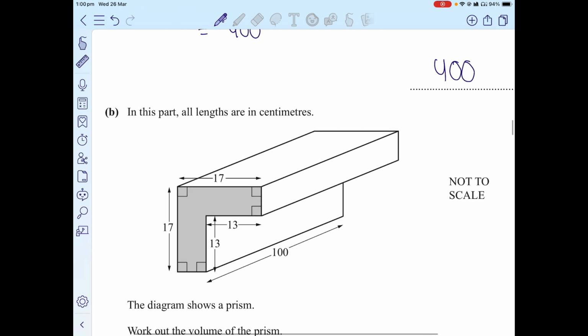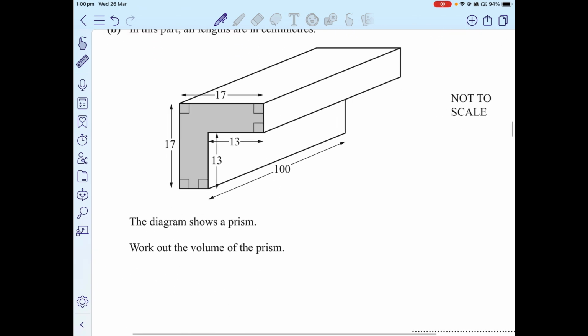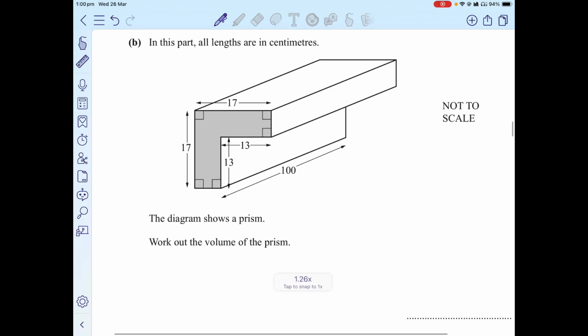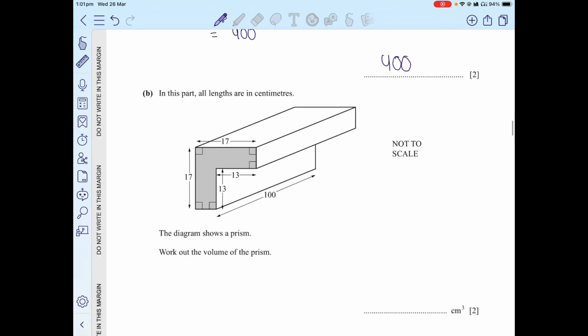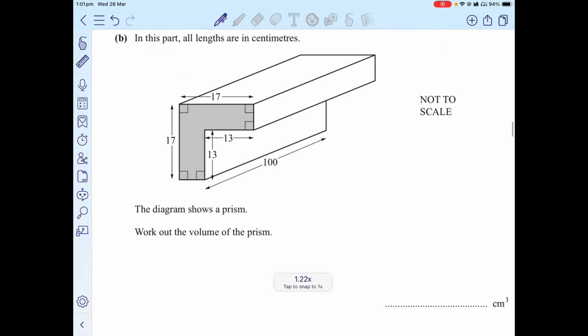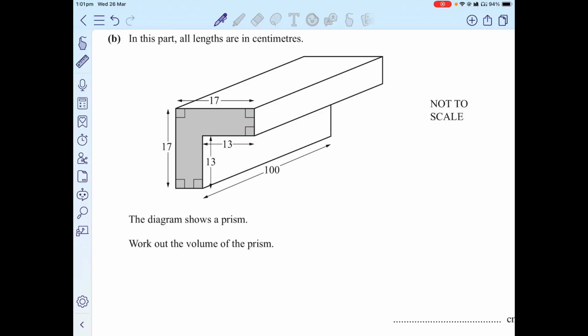Now in this part, all the lengths are given in centimeters. The diagram shows a prism. Work out the volume of the prism. Whenever they ask you to work out the volume of the prism, you have to work out the cross-sectional area, that is this part, the gray part, and then multiply this area by the length. Now this is a part of the previous question. That means if you think about it carefully, you don't have to use a lot of workings.